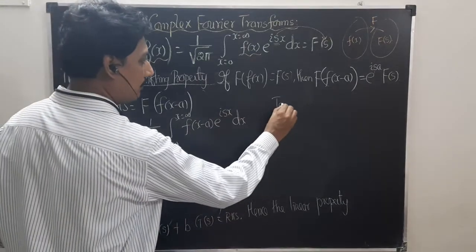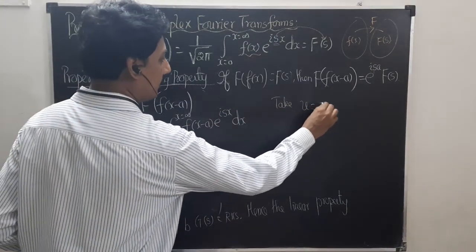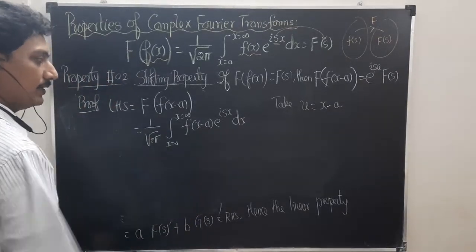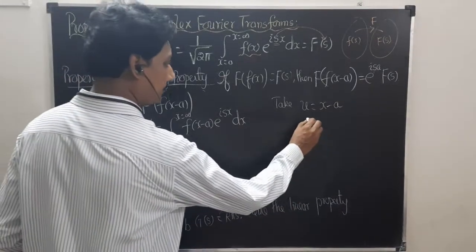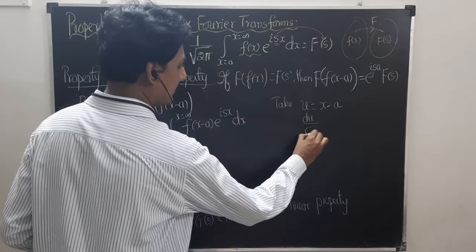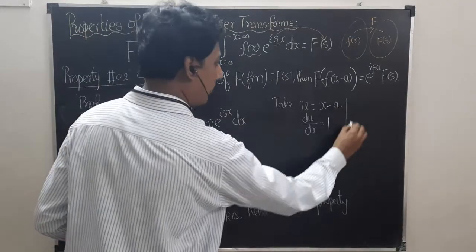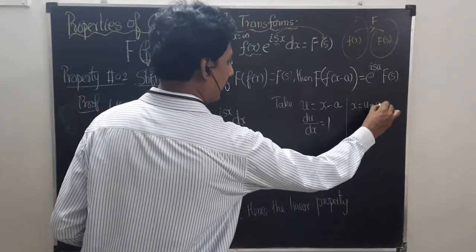Here I do a proper substitution. u is equal to x minus a. So du by dx is equal to 1. At the same time, x is equal to u plus a.